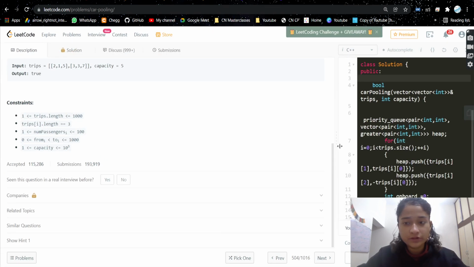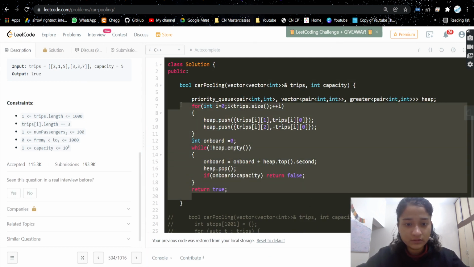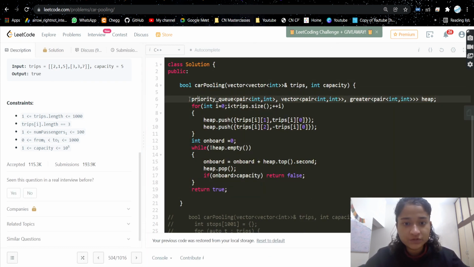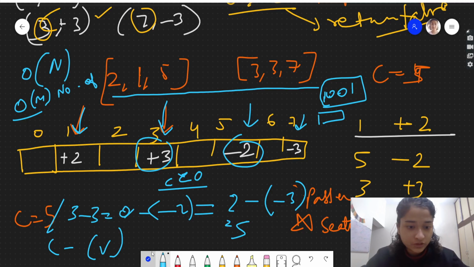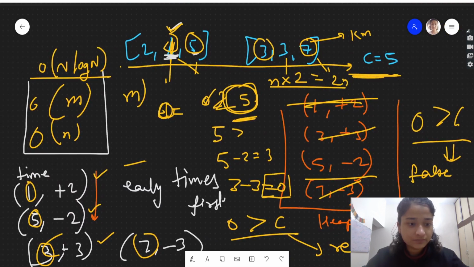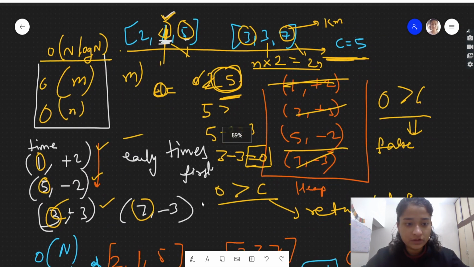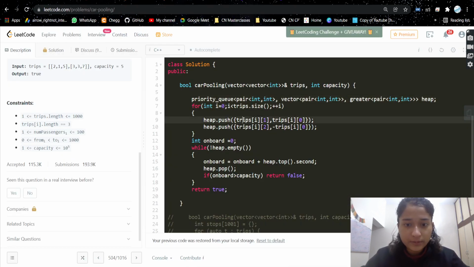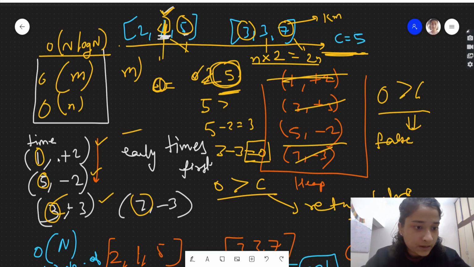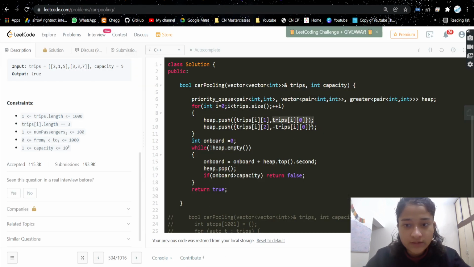So for the first approach, the code is this one. I'll quickly explain it. So this is the min heap we are taking. If you remember, in the first approach we were taking a min heap. In that min heap we were adding a pair in which this was the pickup time and drop time, and if it's pickup the passengers will be positive, and if it's drop the passengers will be negative. So like positive value, negative value.